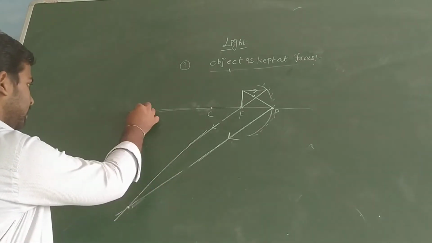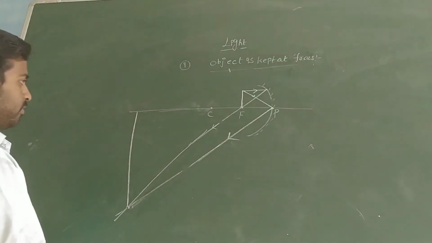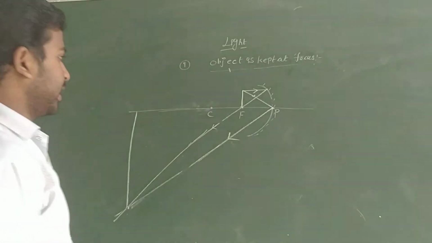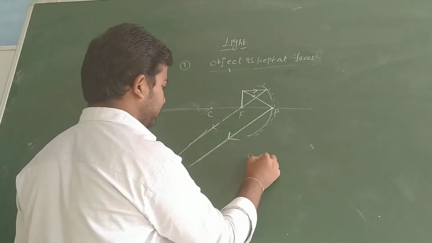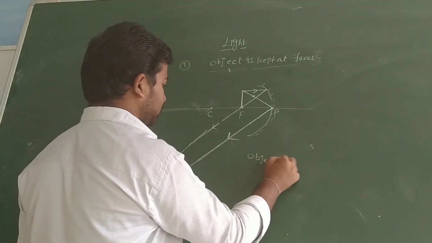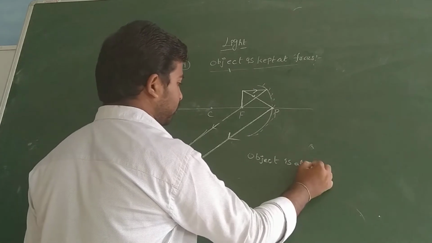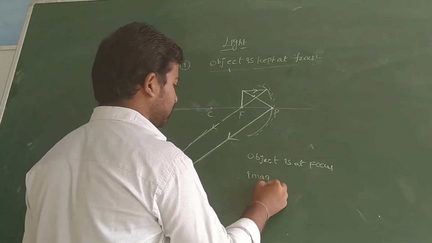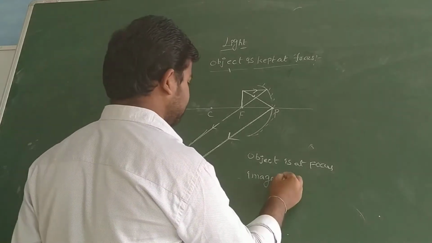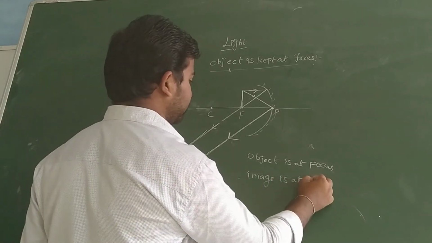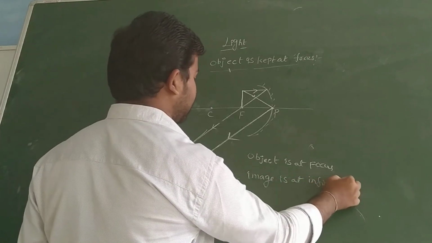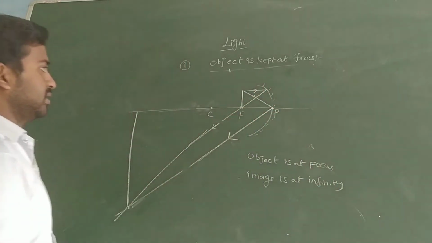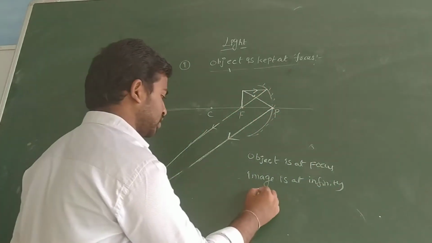See here, it is the size of the image. Now I kept the object at focus. Object is at focus. Then where is the image? At infinity. The image is at infinity. And here the reflected light forms a real image.